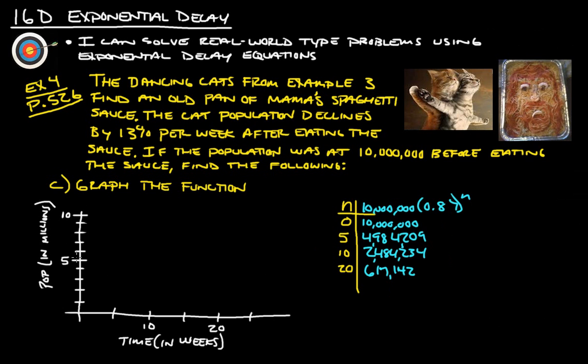So 0 is at 10 million, so there's 0. There's 10 million. 5 weeks is about 5 million, just a smidge less than that. 10 weeks is at 2.48 million, so about 2.5. And then at 20 weeks, 617,000, so not even a million, just a little bit up from there. Then we take a graph and try to make it fit through there, and that's pretty close-ish. And you can see the asymptote here is going to be 0. The population is never going to go below 0. You can't have negative cats.